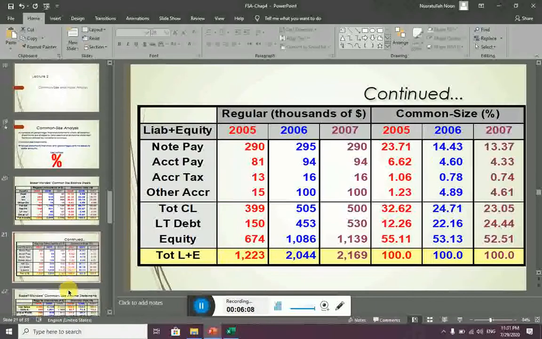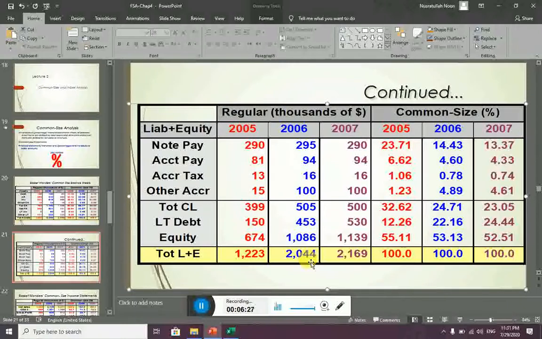Now the next one is the other portion, the liability and equity portion. The same operation has been carried out for this as well. Look at this one: 295,000 divided by 2,044 multiplied by 100 to get this answer. Then 94,000 divided by 2,044 multiplied by 100, you get 4.6%. And the same operation for all the others.